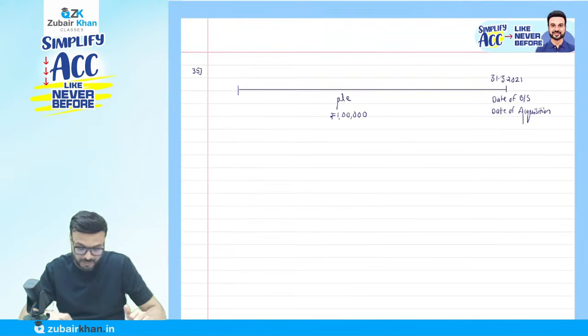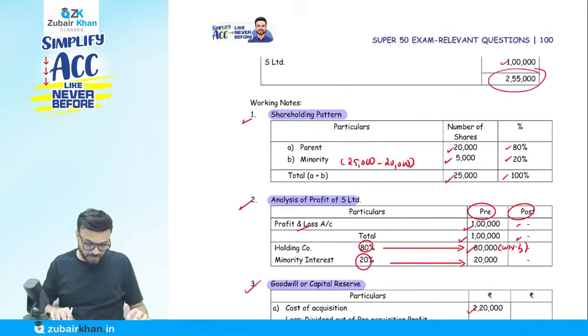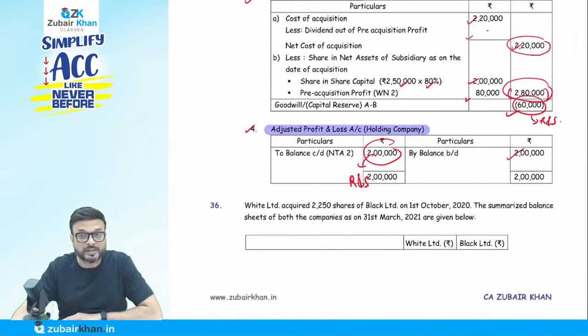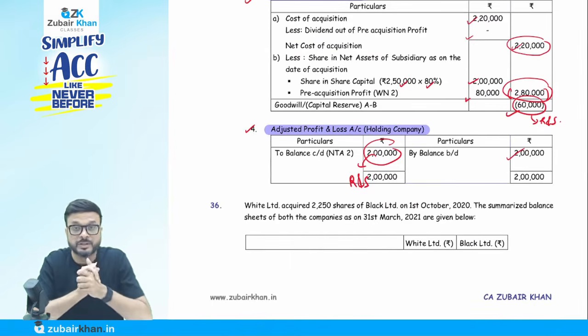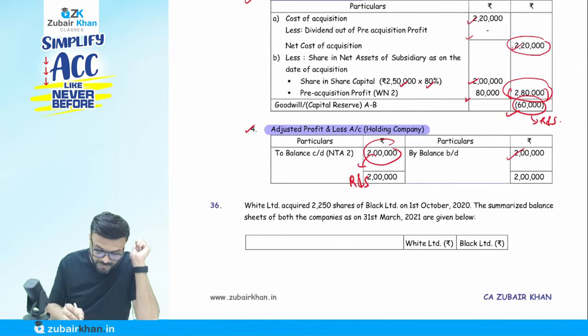Simple question. Now what we'll do that here now. We'll come to question number now 36, but you know the structure how to solve the question that here. Okay, now please come to question number 36. White Limited acquired 2,250 shares of Black Limited on 1st of October 2020. What is the date of acquisition here? The date of acquisition is 1st of October 2020.